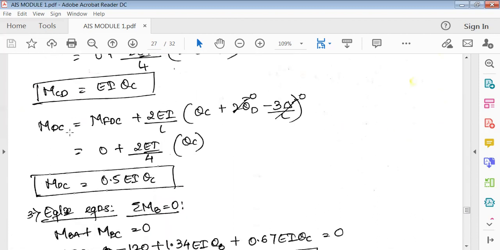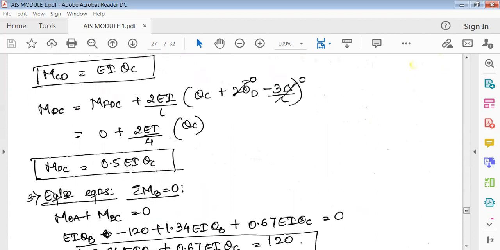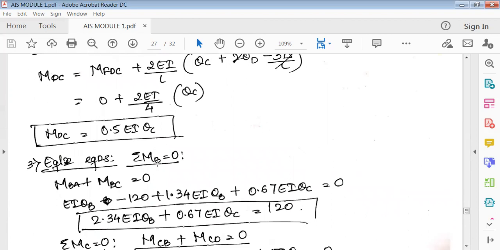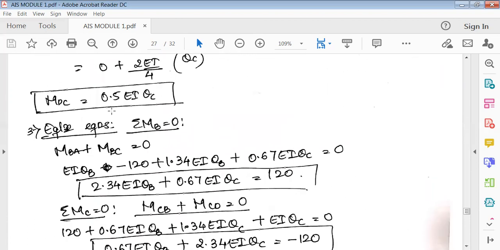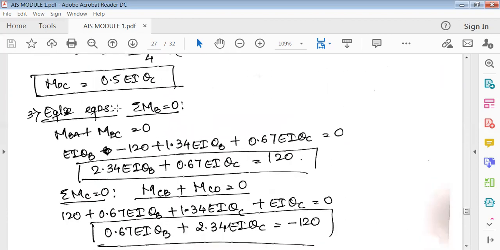Then MDC is equal to MFDC plus 2EI by L, 2 times, so the first term is theta D. So theta C first plus 2 times theta D minus 3 delta by L. So MDC is equal to 0.5 EI theta C. Once you get all these 6 equations, then you have to find out the equilibrium equations.